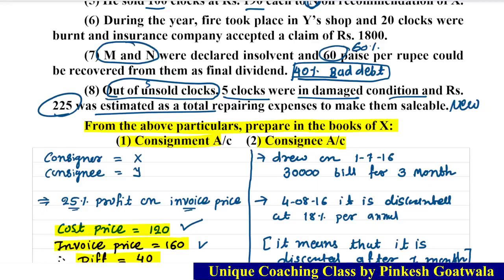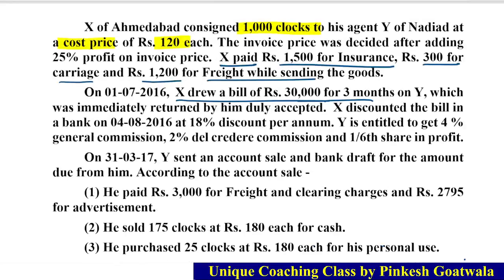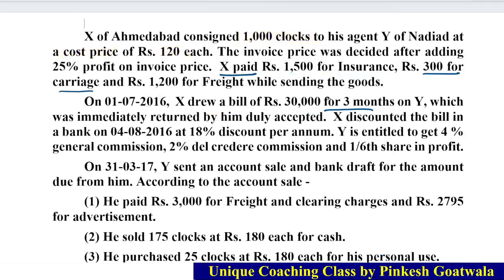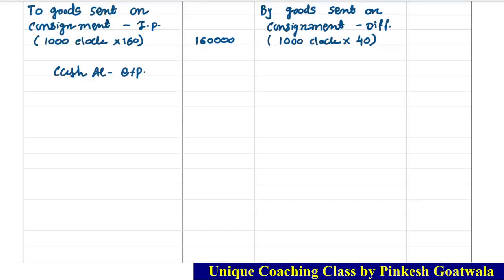So now let's find out the closing stock, consignment stock. So let's see how much goods sold and how much damage. So total we send 1000 clock. Okay, from this 1000 clock, here it is a sell 175, 25, 600 and 100. These all are sell. And 20 clock were damaged. Okay, 20 clock શું છે burn થઈ ગઈ છે. So let's find out how much stock we have. 1000 માંથી બધું શું કરીએ, less કરીએ.